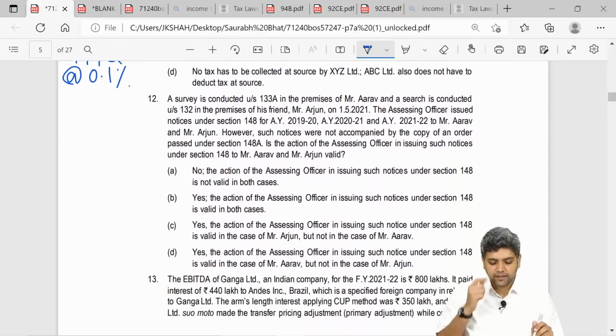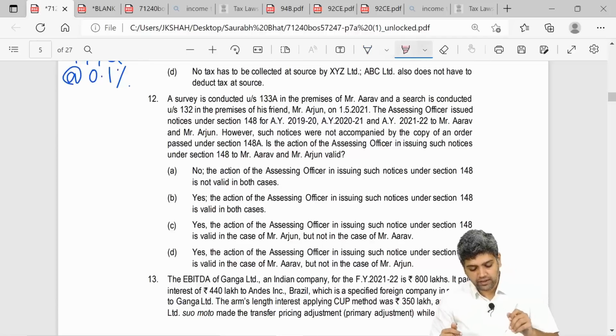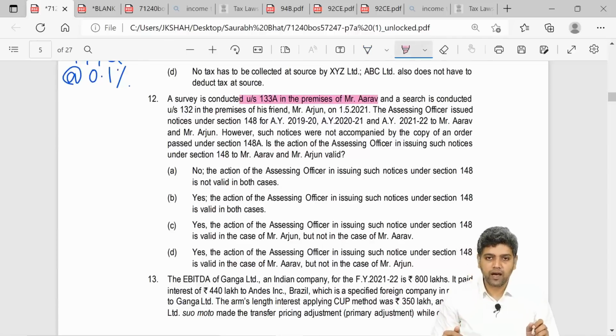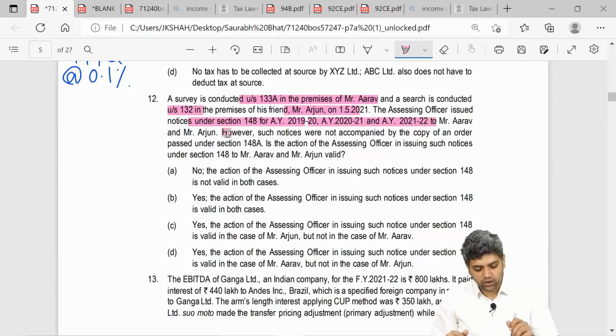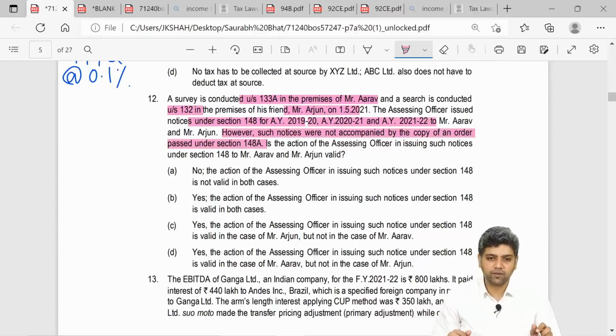Next one. A survey was conducted under section 133A in the premises of Mr. Arav, and a search is conducted under section 132 in the premises of his friend Mr. Arjun on 1st May 2021. The assessing officer issued notices under section 148 for AY 19-20, 20-21 and 21-22 to Mr. Arav and Arjun. However, such notices were not accompanied by a copy of the order passed under 148A. Is the action of the assessing officer in issuing such notices under 148 to Arav and Arjun valid?